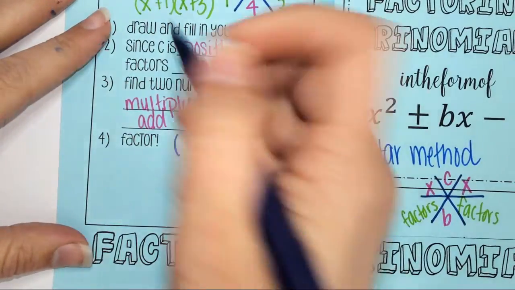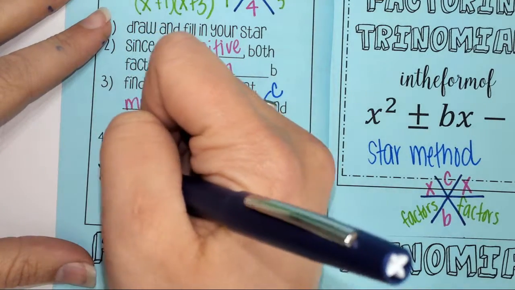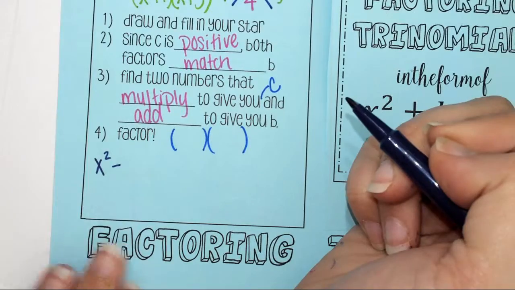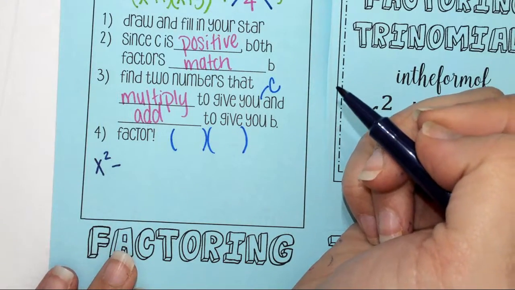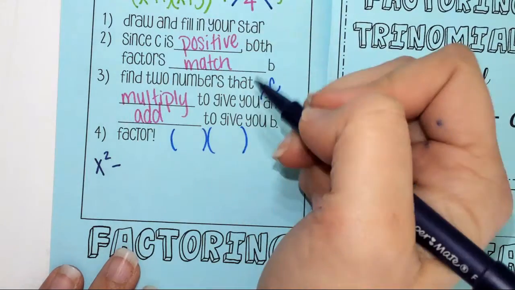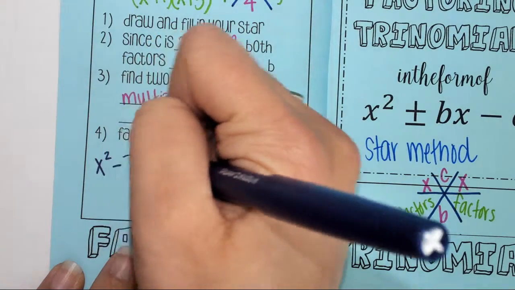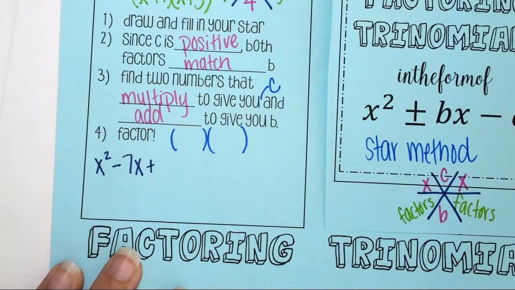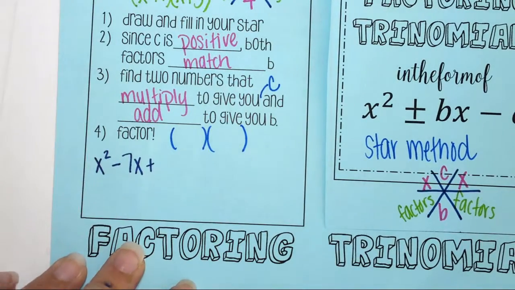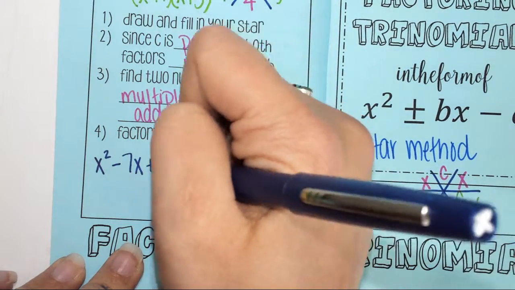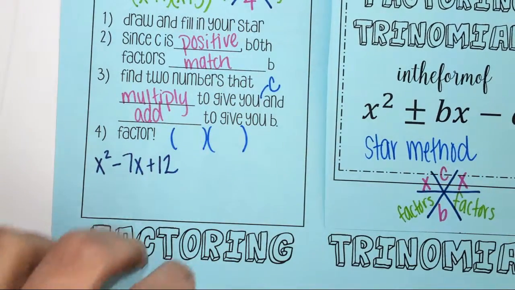We're going to write it down here. X squared minus 7x plus 12.